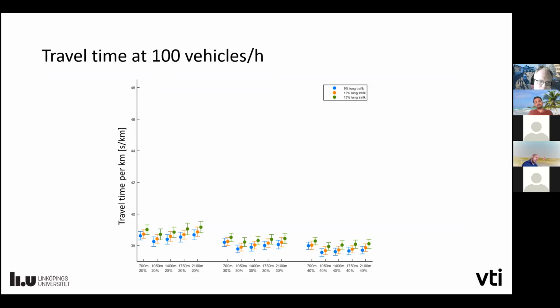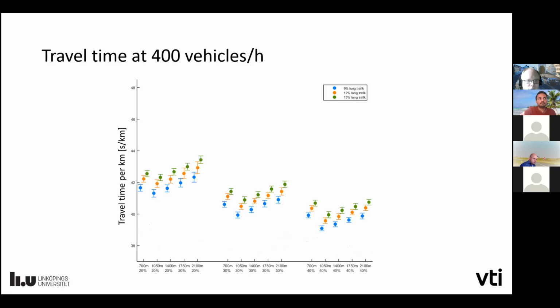There we also looked at other metrics. We have the blue dots here, sorry for the Swedish text, for 9% heavy vehicles, orange for 12%, and green for 15%. Then we have the different lengths, and to the left we have the 20% share, the middle 30%, and to the right 40%. And this is for the lowest flow. If we increase the flow, of course the travel time per kilometer increases, but we can also see that the differences increase.